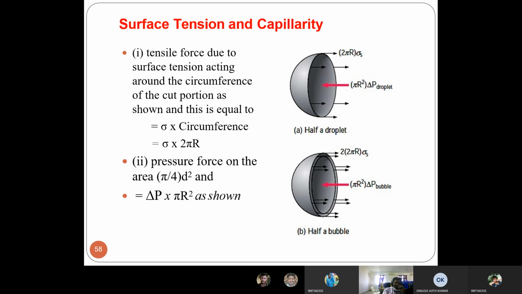Consider the equilibrium: the pressure force on the area pi by 4 d square, with delta p here also. Pressure force is pi by 4 d square times delta p, where d is equal to 2r. Once we place 2r, the square is 4r square. The 4 in the numerator and 4 in the denominator get cancelled, so we will get pi r square.